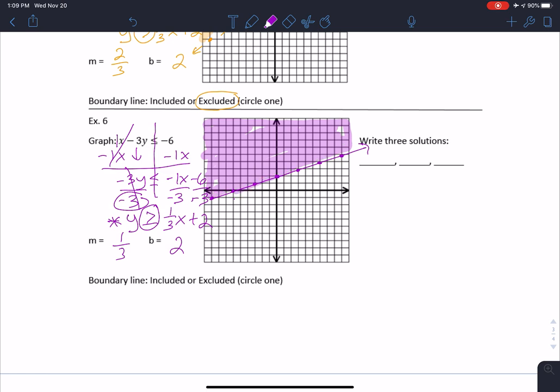Okay. And now for this example, I can pick any points on the line or in the shaded area. So I'm going to pick my y-intercept, which is 0, 2. I'm going to pick my x-intercept, which is negative 6, 0. And then some random point in the shaded area right here, which is negative 2, 4. And then this boundary line is included since it's a solid line.